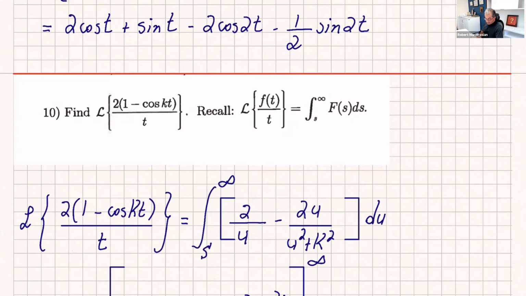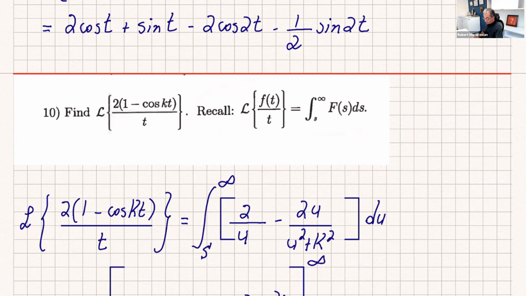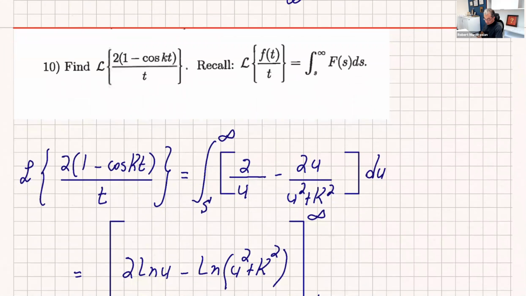Next one, find again the Laplace transform of that. We call that the Laplace of f of t over t is equal to the integral going from s to infinity of F of s ds. Make sure to watch the lecture on Laplace transform. Let's see how we can do that. So if we write that, first of all, we can write that as 2 over t and cosine kt over t. So we can separate that.